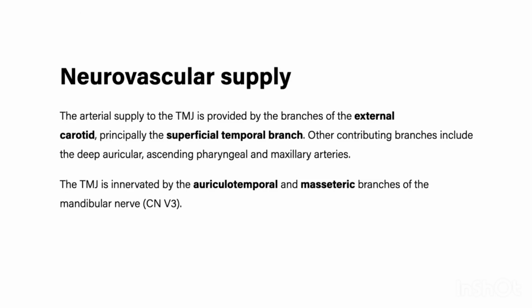Let's talk about the blood supply and nerve supply. So the blood supply to the TMJ is by the branches of the external carotid artery, principally the superficial temporal artery. Others include deep auricular, ascending pharyngeal and maxillary artery. This is very important. The nerve supply is through the auriculotemporal and masseteric branch of the mandibular nerve.